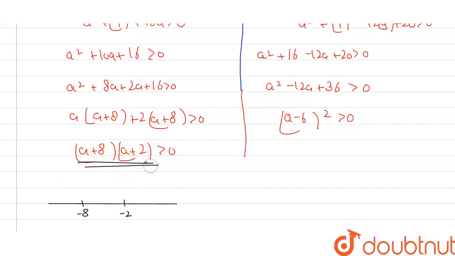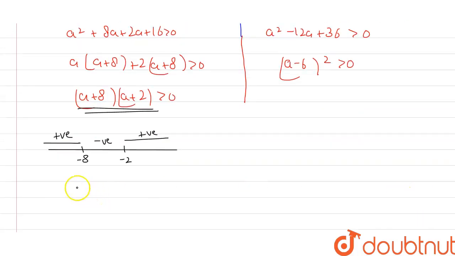And among all these values, where is the value possible which satisfies the condition greater than 0, or positive? The section greater than minus 2 is positive, and lesser than minus 8 is also positive, and between them the value will be negative. So I have to consider the positive case, because we have to find the condition for greater than 0.